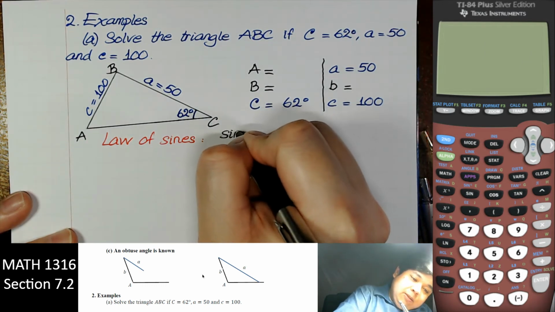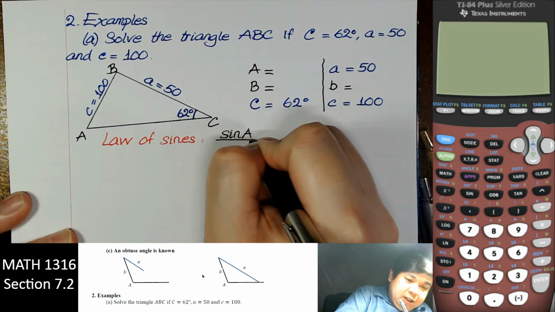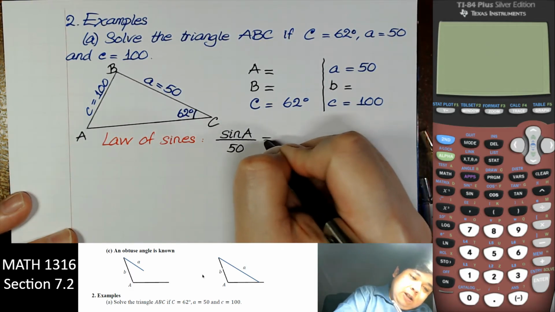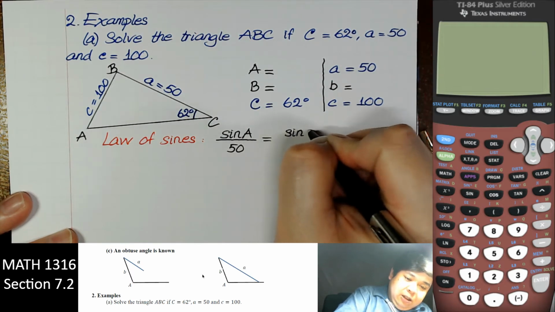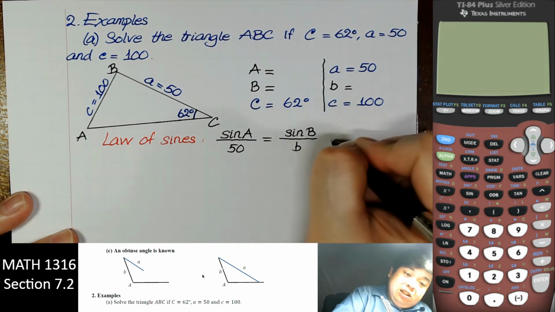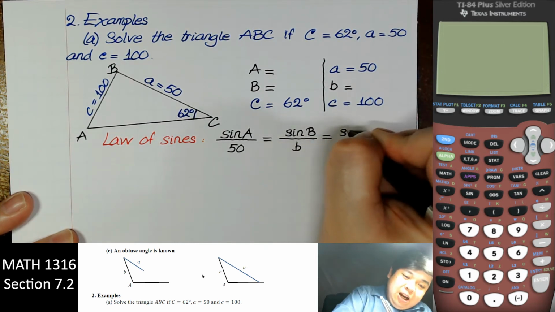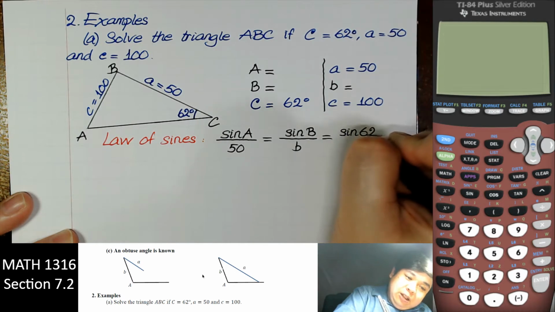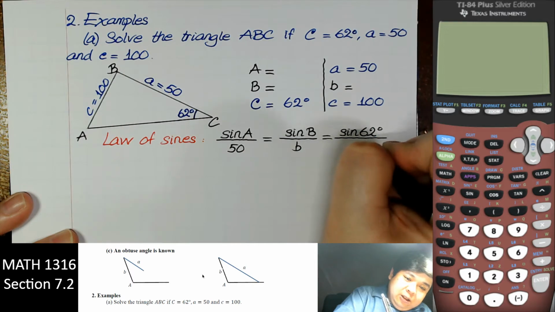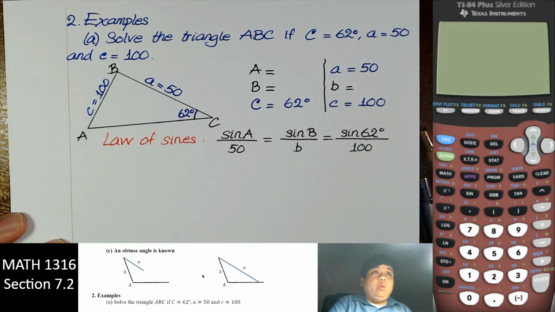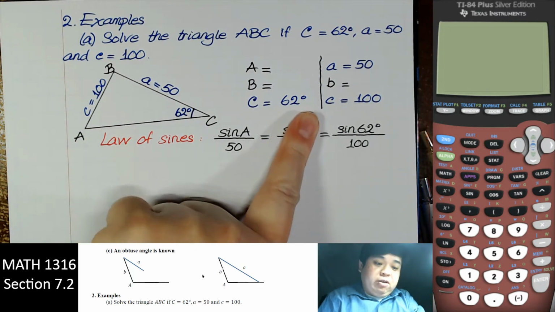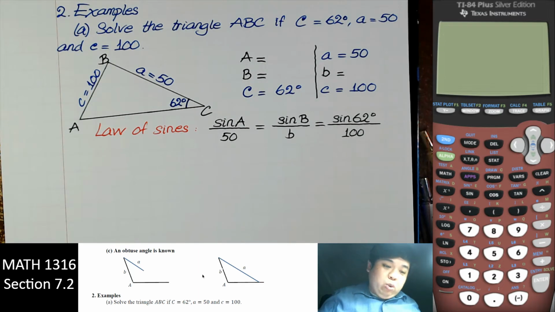Sine of A, we don't know big A. Little a is 50. Sine of big B, don't know that, and don't know little b either. Sine of big C, 62 degrees, over 100. So that's what we are given. Obviously, we're not going to use sine B and b because we don't know either of them. But we take the first one and the last one, and we can cross multiply.